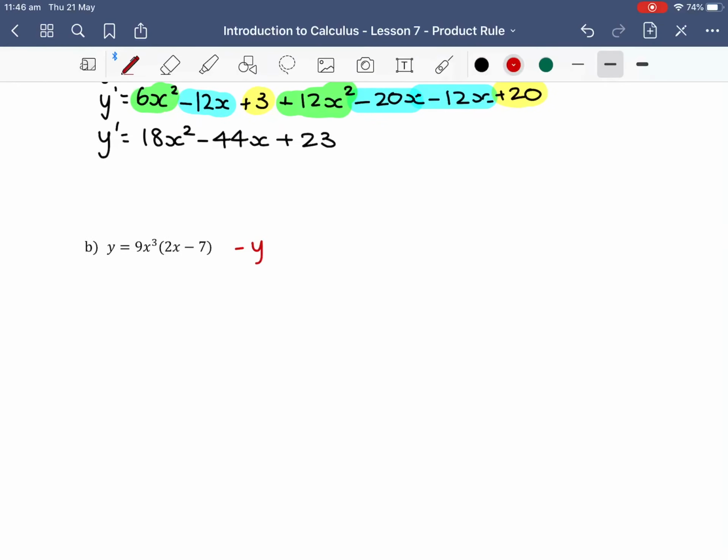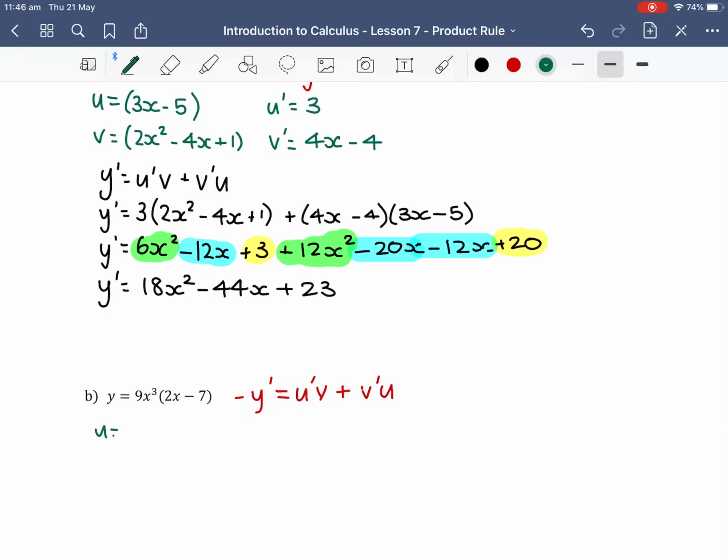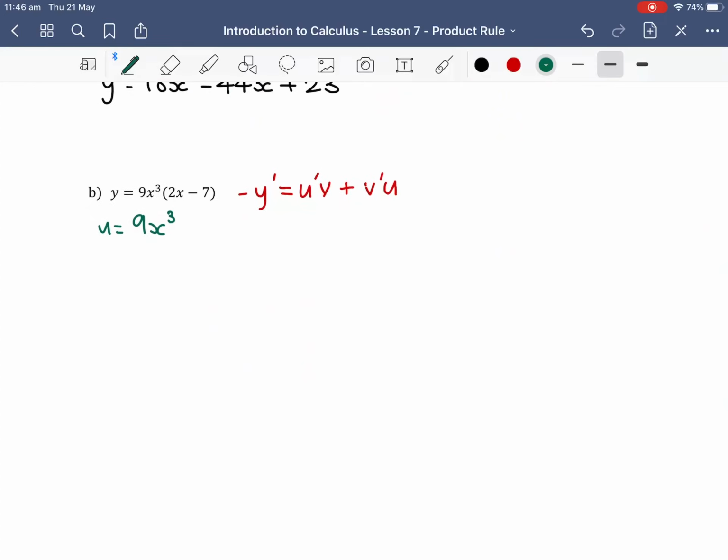Moving on to part B. So again, I'm going to use y dash equals u dash v plus v dash u. So we have that our u equals our 9x cubed, so our first term, and our v equals our 2x minus 7.